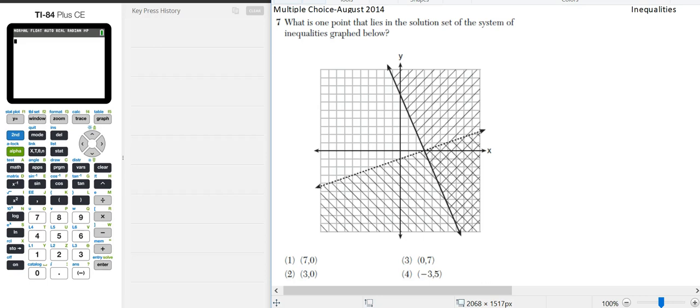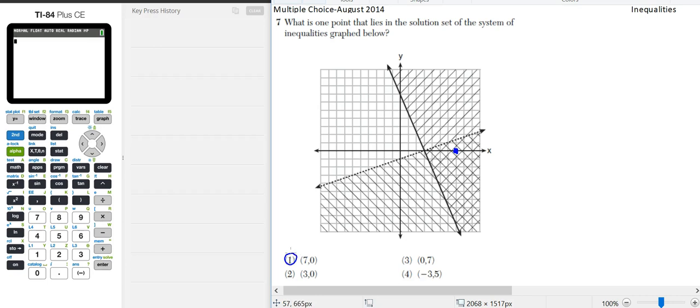What is one point that lies in the solution set of the system of inequalities graphed below? We have a graph and then we have 4 answer choices. Let's look at the answer choices. The first choice is (7, 0), which is over here. And we can see that the point (7, 0) does lie within the solution set of the inequalities because it's in the solution of both inequalities. So choice 1 is the correct answer.